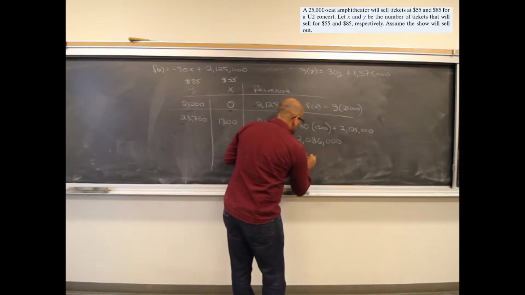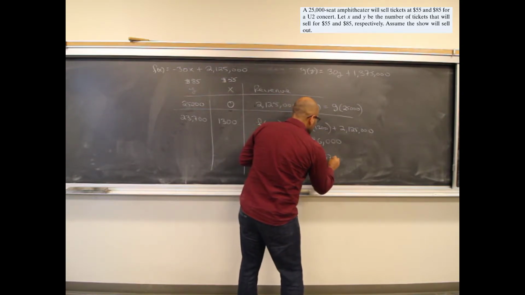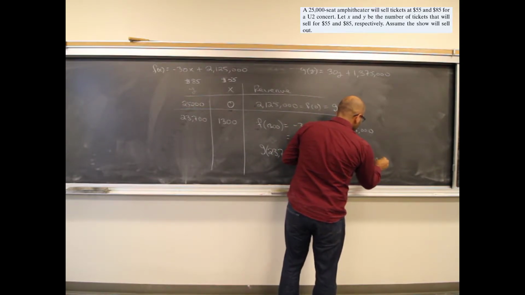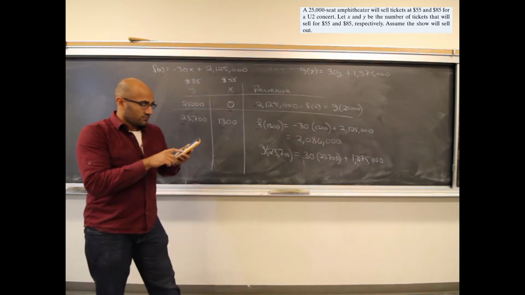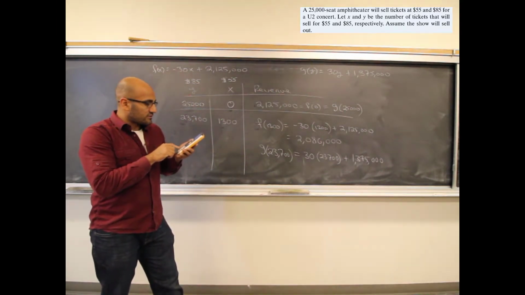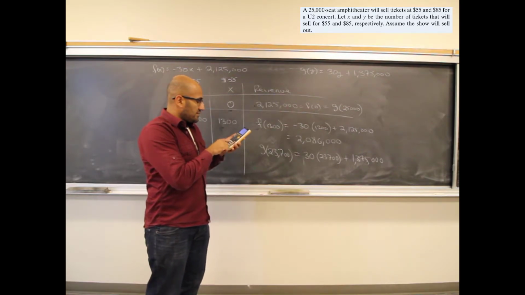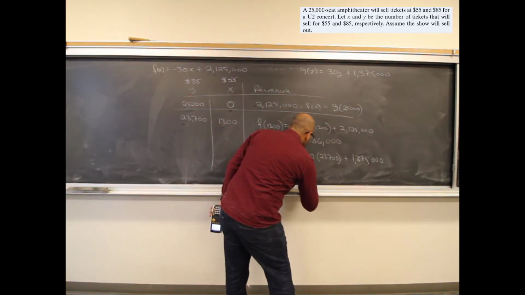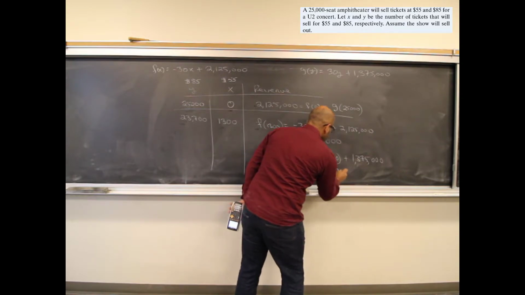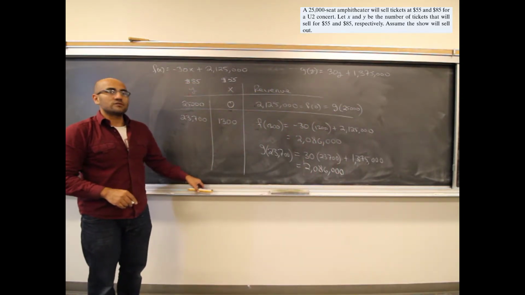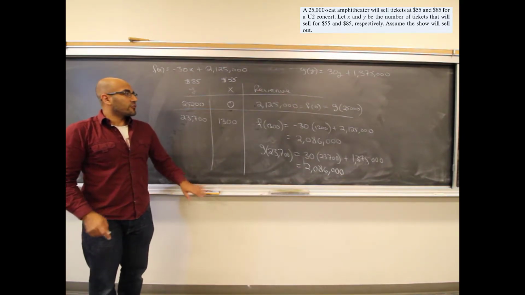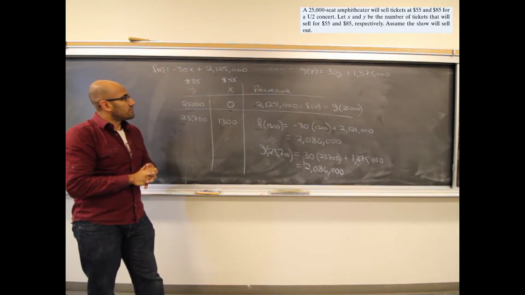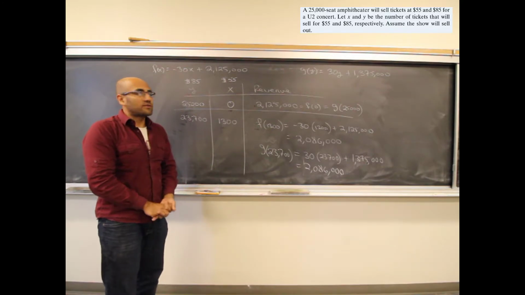Which would be equal to positive 30 times 23,700 plus 1,375,000. So 30 times 23,700 plus 1,375,000. Yep, exact same answer: 2,086,000. Any questions? No? So they're both related that way. You just have to be careful about how to evaluate, how to get the values of x and y for a particular situation that you're after.